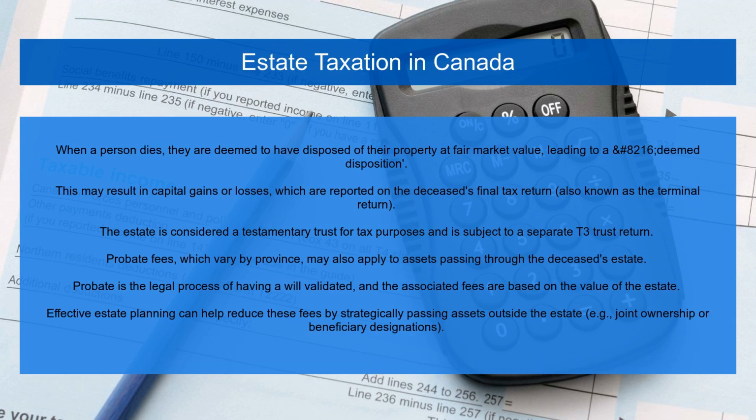When a person dies, they are deemed to have disposed of their property at fair market value, leading to a deemed disposition. This may result in capital gains or losses, which are reported on the deceased's final tax return, also known as the terminal return. The estate is considered a testamentary trust for tax purposes and is subject to a separate T3 trust return.